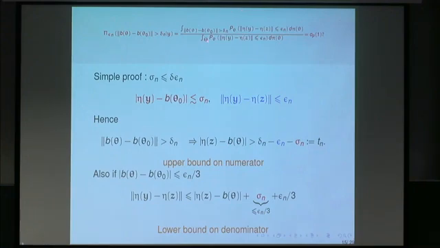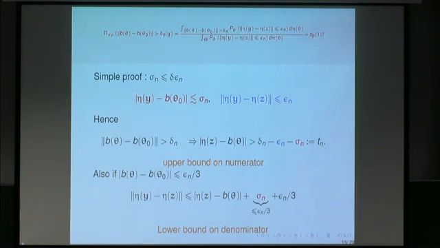And on a very small neighborhood of theta naught, you're going to bound this quantity from below. To bound it from above, there is a very simple remark: because eta y minus b theta naught is of order sigma n, and eta z minus eta y is of order sigma n, if I take a threshold which is much larger than sigma n, I'm going to win somehow.